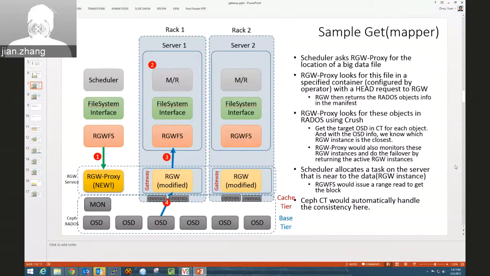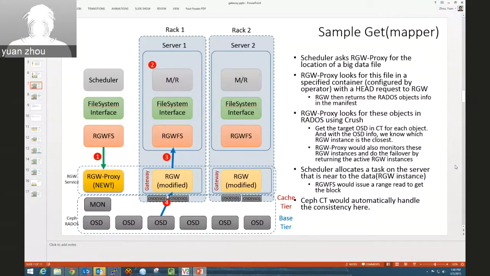So we may tell the client that the data, previously we told them it's on RGW1, then we told them it's on RGW2. I would guess that the RGWFS is only sort of believing that to be true for a short period of time, like over the lifetime of a Hadoop job or something. The data is probably not going to move. Maybe over the course of days and days it might, but I remember.